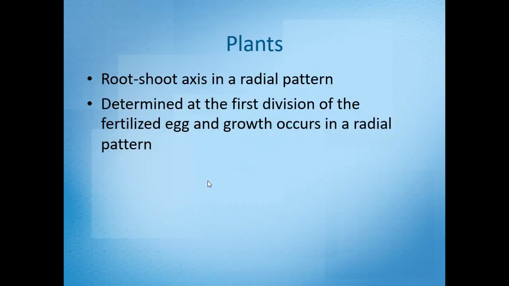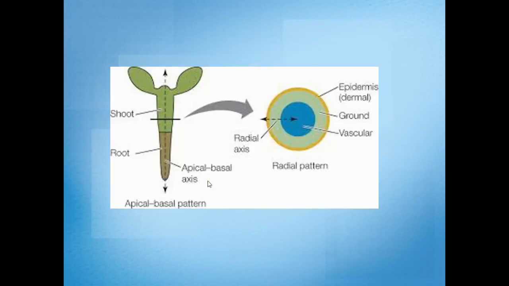Plants have a root-shoot axis in a radial pattern, and it's determined at the first division of the fertilized egg, and growth is going to occur in a radial pattern. So here is what it would look like in a plant. They're basically being cut right down the middle in half.